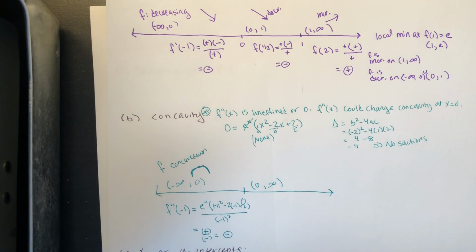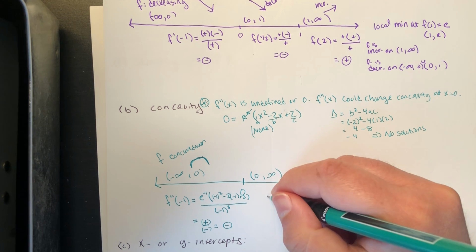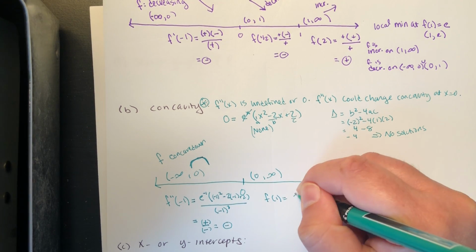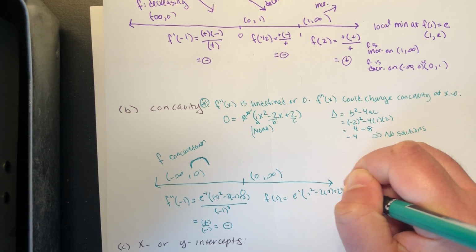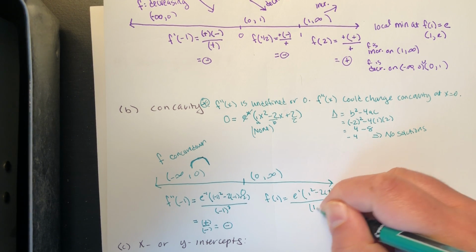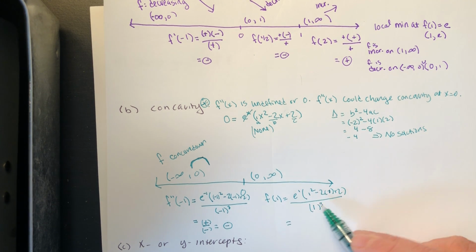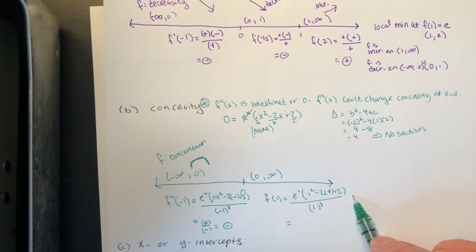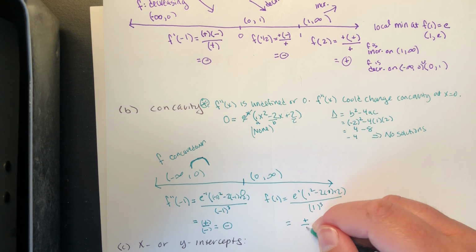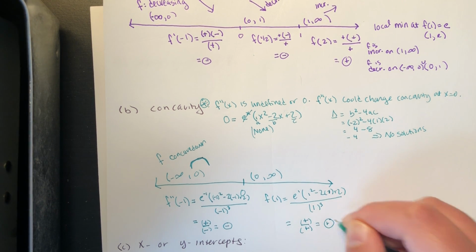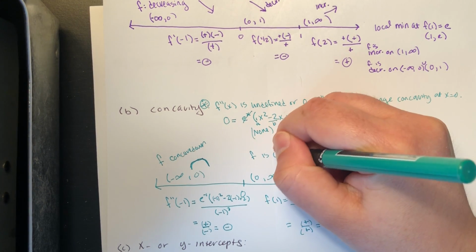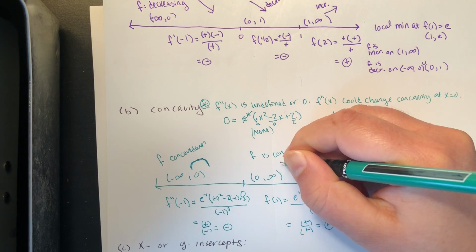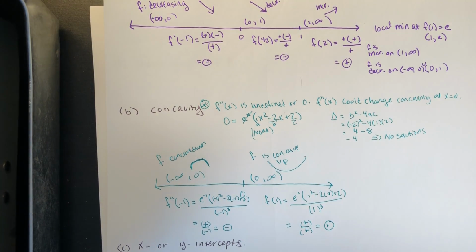on that first interval. If I plugged in something bigger than 0, like 1, I'm going to get e to the 1 times 1 squared minus 2 times 1 plus 2, all over 1 cubed. This is going to be positive on top, positive times a positive, and positive on the bottom. So overall, this is positive, which means on the second interval from 0 to infinity, f is concave up. Right? Positive means concave up.